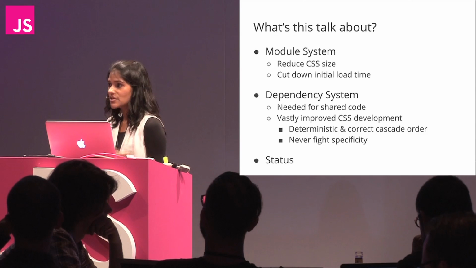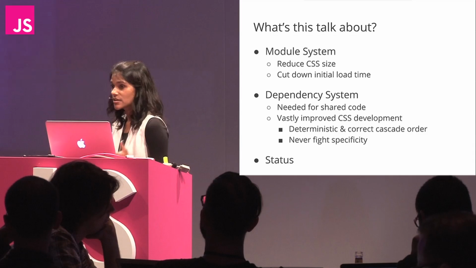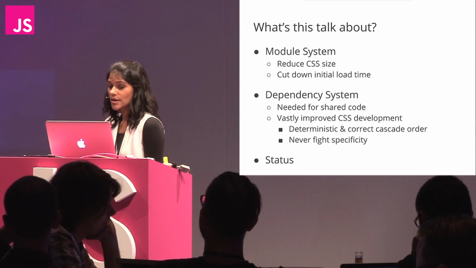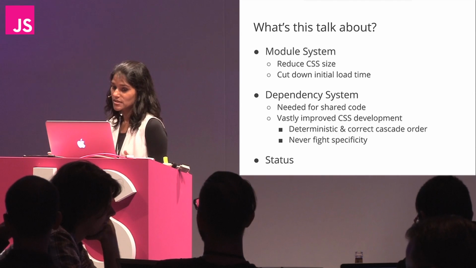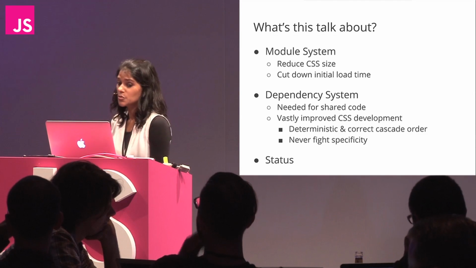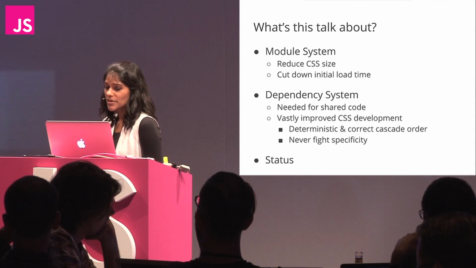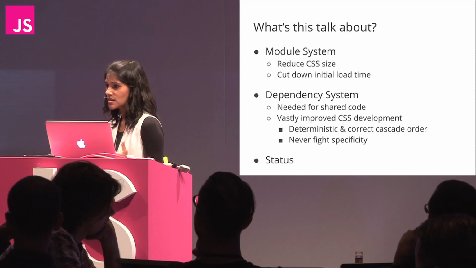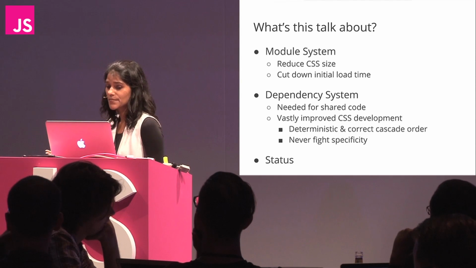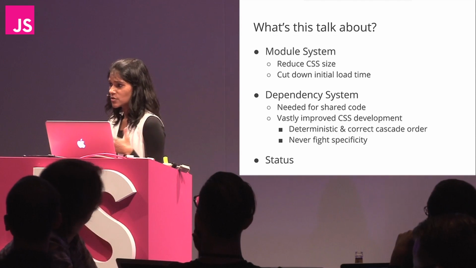But in reality, we have a lot of shared styles. And if you don't have a lot of shared styles on your site, you're doing something wrong. So we had to develop a dependency system to handle this. And that itself has been a huge win. And it's really improved developer productivity, because now our developers can rely on this deterministic cascade and not be fighting specificity.